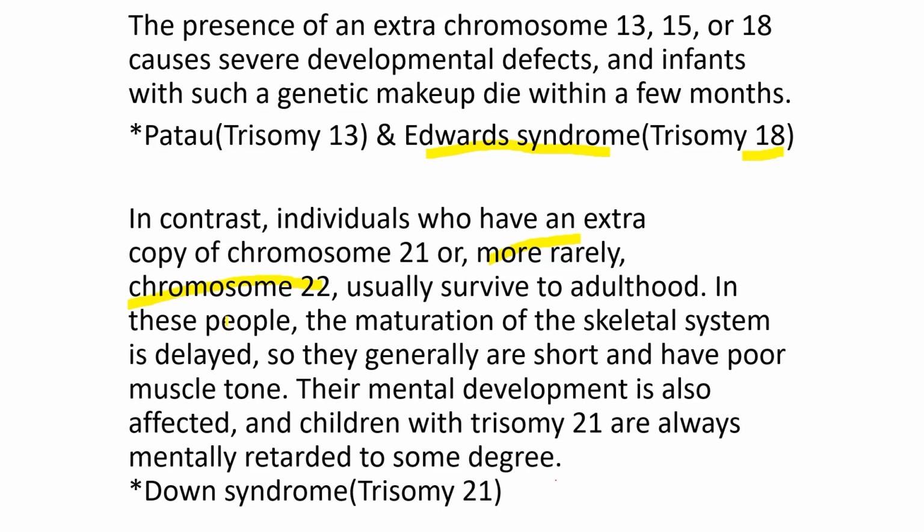Now, in this group of people, the maturation of the skeletal system is delayed. So they are generally short, have poor muscle tone, and their mental development is also affected. Children with trisomy 21 are always mentally retarded to some degree. An example is Down syndrome. That's why Down syndrome is also known as trisomy 21, where chromosome number 21 has an extra copy of autosome.